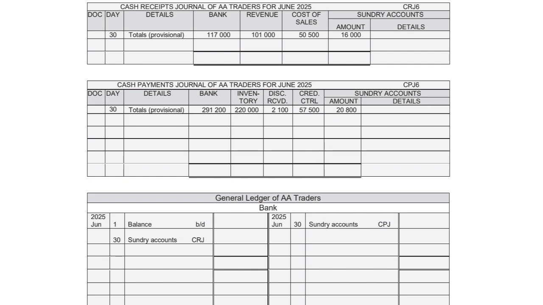So now if we go to our answer sheet, you will see that our totals have already been completed for the CRJ as well as the CPJ. And then if you want to, for your bank account, you can quickly go fill in your bank balance on the debit side, which is 143,200 Rand. I got that from my previous month's bank reconciliation statement, 143,200 Rand. It's under additional information number 1.